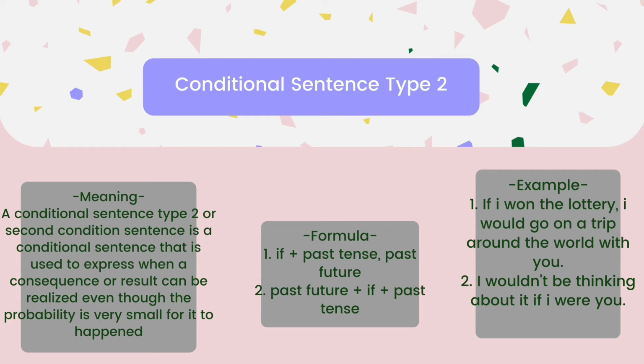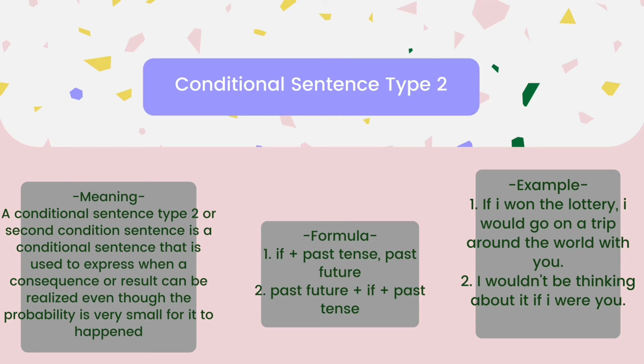The next is conditional sentence type 2. A conditional sentence type 2 is a sentence that is used to express when a consequence or result can be realized even though the probability is very small for it to happen. Conditional sentence type 2 is very suitable to be used to express arrogance and wishful thinking, although it may not necessarily happen, but it can also become a reality.